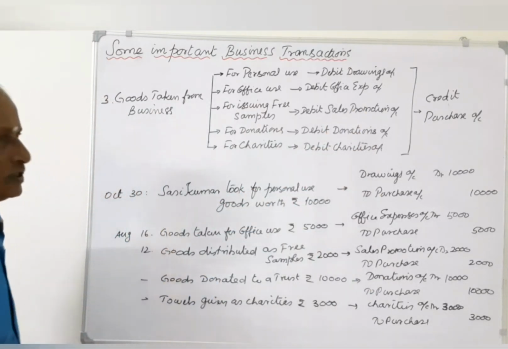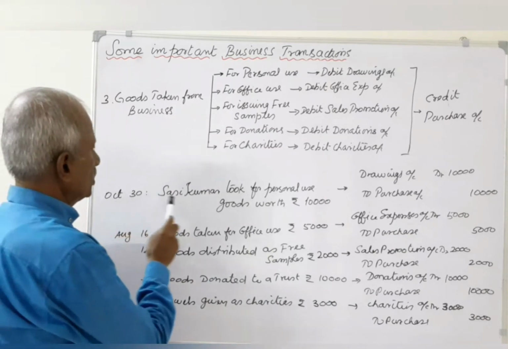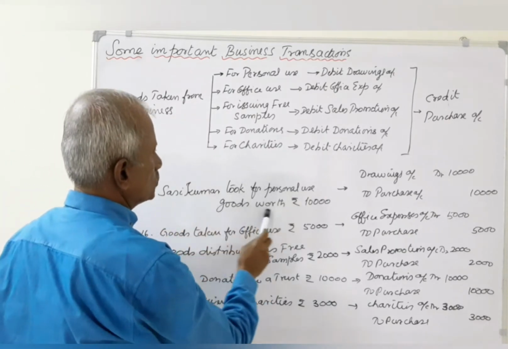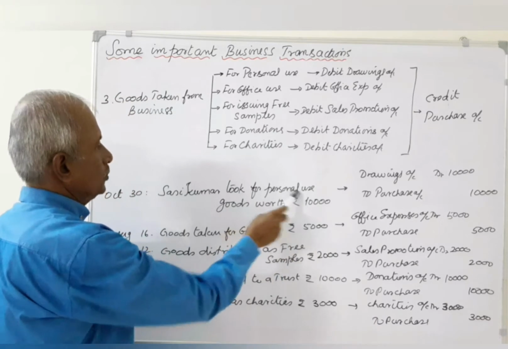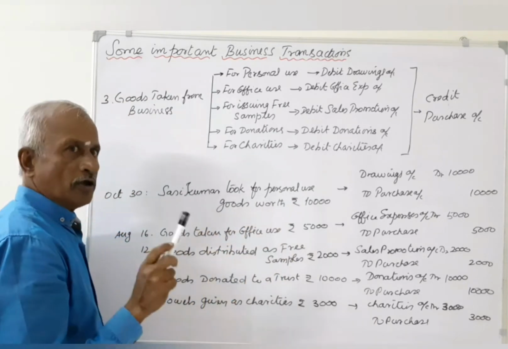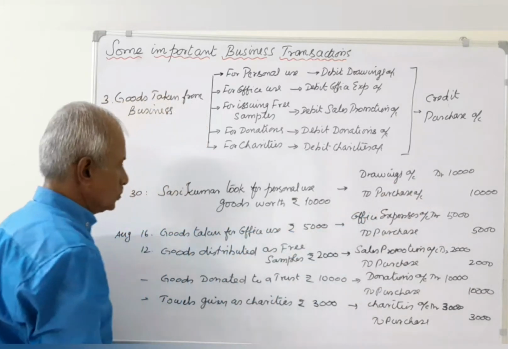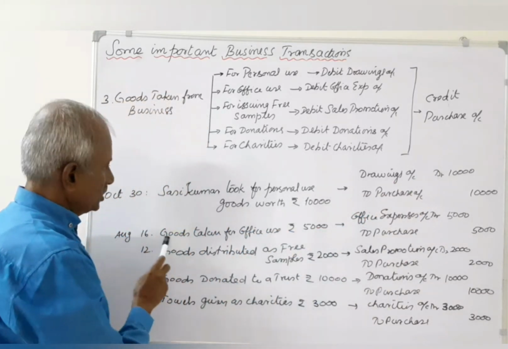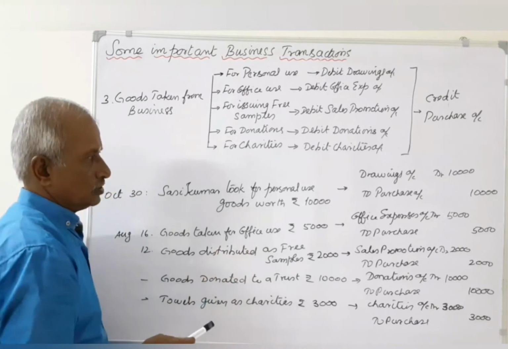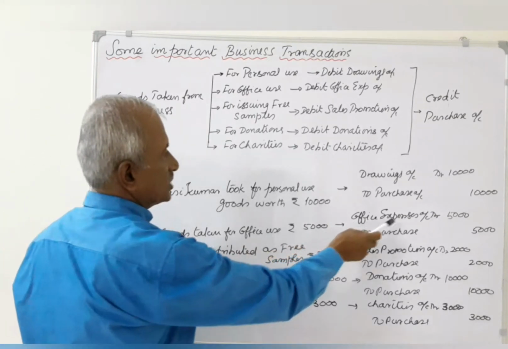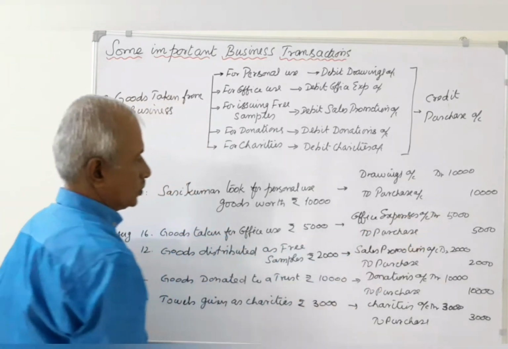Now let us see a few examples. October 30th, Sasikumar took personal use goods worth 10,000. Now, personal use of the proprietor, so drawings should be debited. So drawings account debit to purchase 10,000. August 16th, goods taken for office use. So office expenses account debit to purchase 5,000.